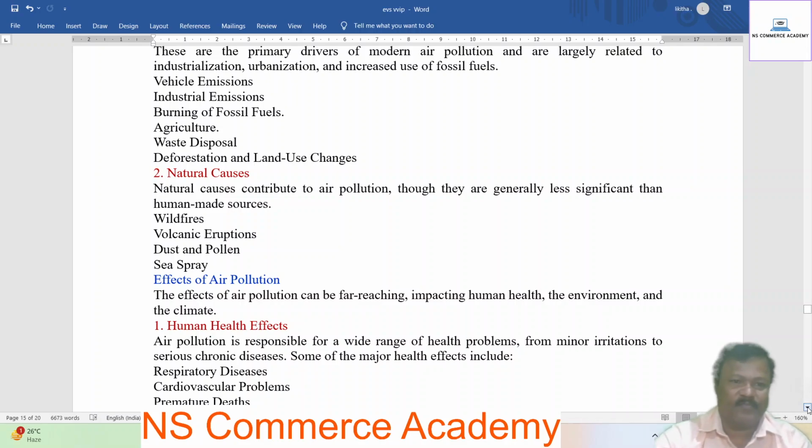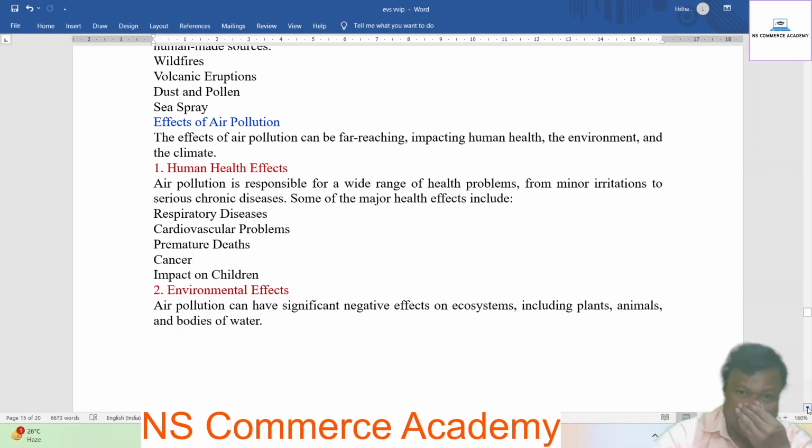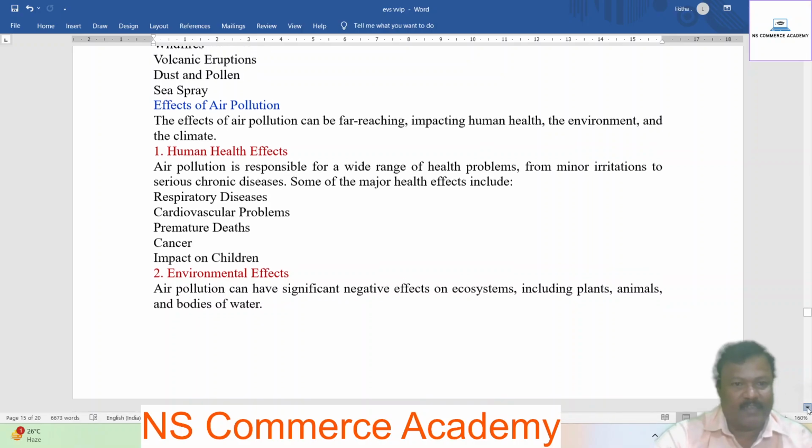Effects of air pollution. The effects of air pollution can be far reaching, impacting human health, the environment, and the climate. Human effects: air pollution is responsible for a wide range of health problems, from minor irritations to serious chronic diseases. Some of the major health effects include respiratory diseases, cardiovascular problems, premature deaths, cancer, impact on children.